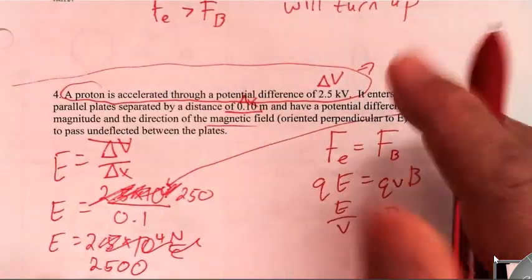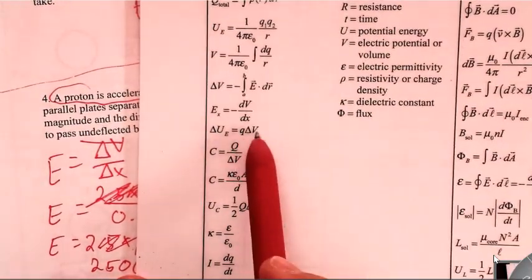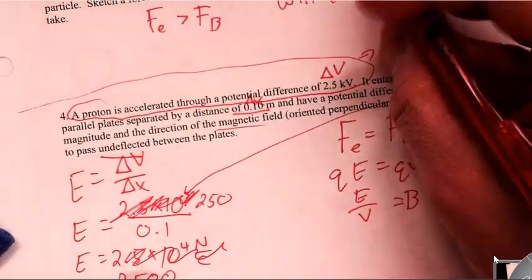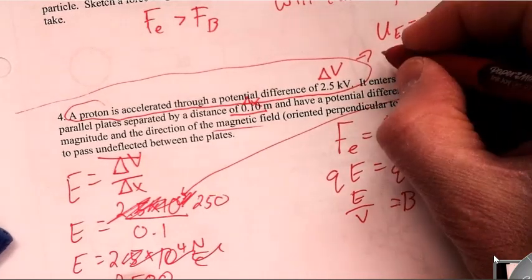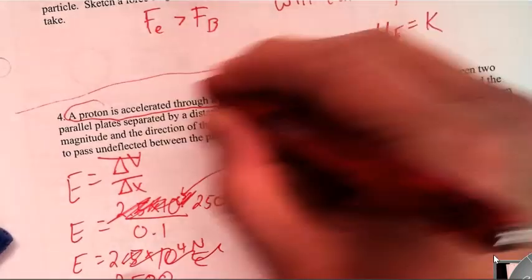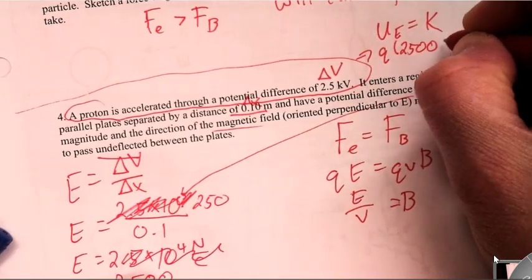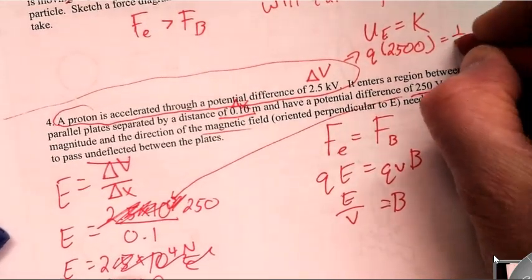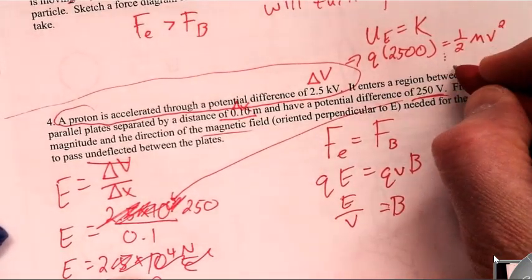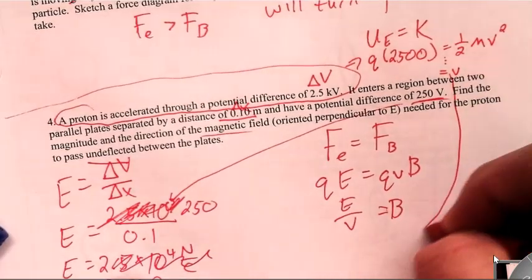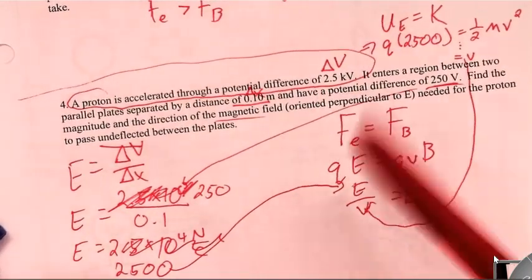So to find velocity, we're just going to use energy. You need to find the potential energy, which is Q times delta V, and set that equal to the kinetic energy. So UE is equal to K, where UE is Q delta V, so it's the charge of a proton times delta V, which is 2,500. And that's equal to 1/2 mv squared, where m is the mass of the proton. So you can use this, I'm not going to do it, to find the velocity, and then you plug that velocity right there. And then the electric field would be that number. That should be it.